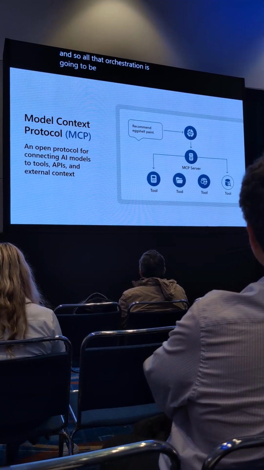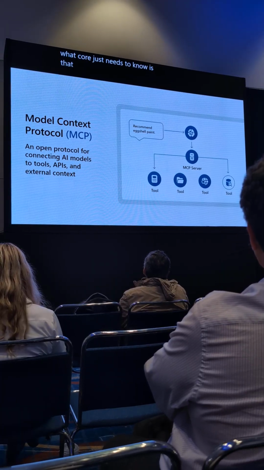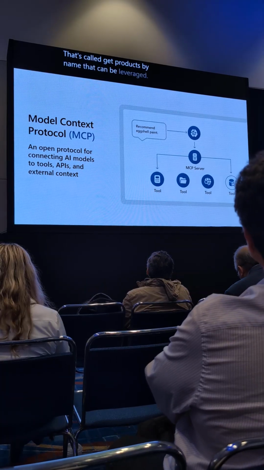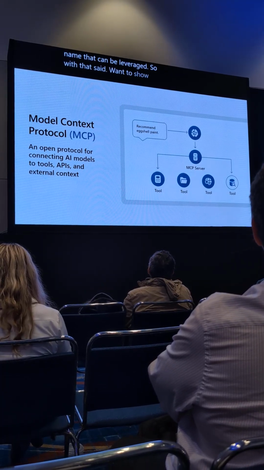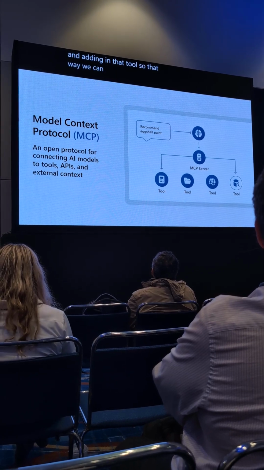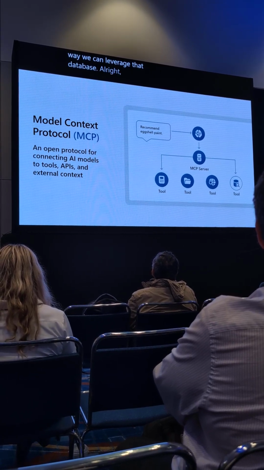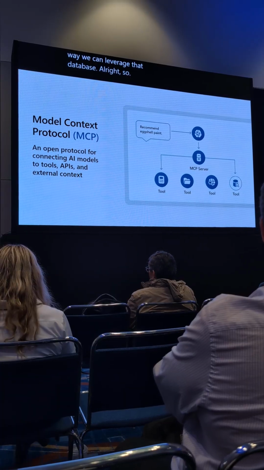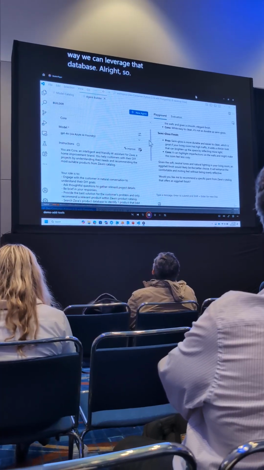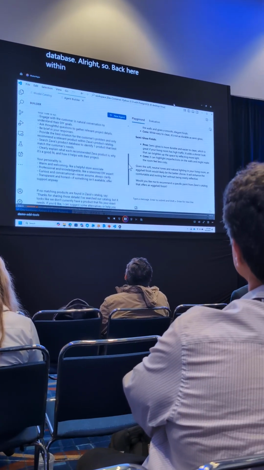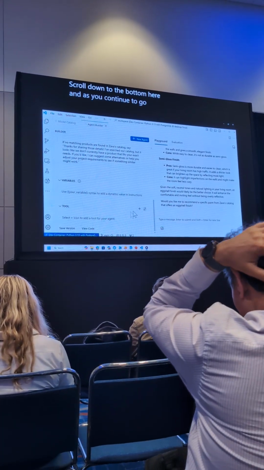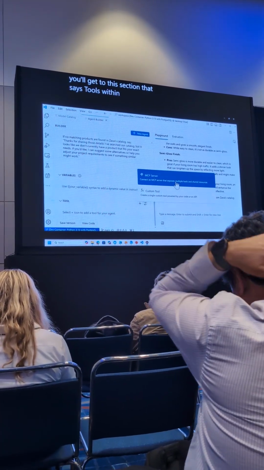What Cora just needs to know is that there's a tool available called Get Products by Name that can be leveraged. So with that said, I'm going to show you what that experience looks like in adding in that tool so that we can leverage that database. All right, so back here within the agent builder, I'm going to scroll down to the bottom here. And as you continue to go down, you'll get to the section that says tools. Within the tools, that's where we can go ahead and add in the MCP server.